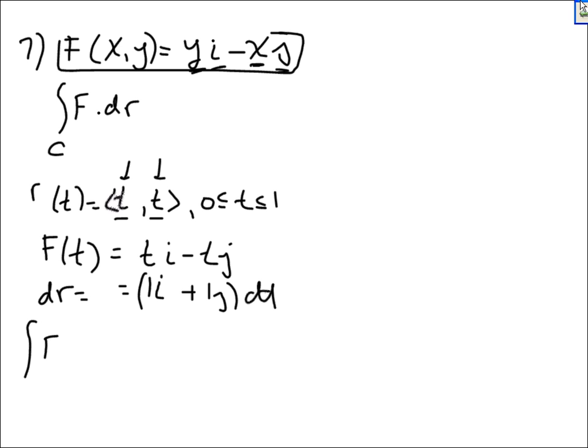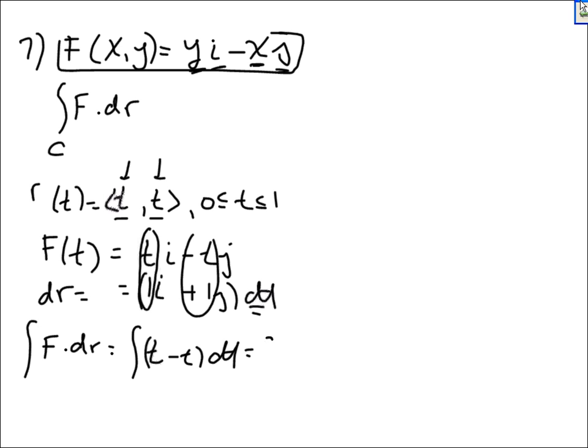So the integral of F dot dr, well, F dot dr is, you multiply the i components, you multiply the j components, and you multiply it by the constant. So this is 0 dt, which gives 0. And for the record, the limits are from 0 to 1. And that finishes up that problem.